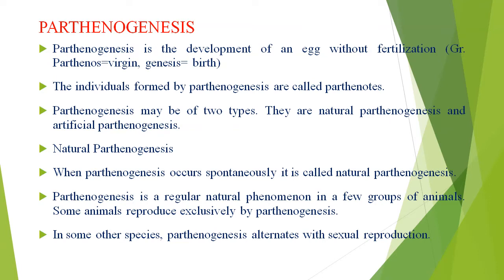Parthenogenesis, we have two types. We can say the natural parthenogenesis and the artificial. When parthenogenesis occurs spontaneously, it is called natural parthenogenesis. It is a regular natural phenomenon in a few groups of animals. Some animals reproduce exclusively by parthenogenesis. In some other species, parthenogenesis alternates with sexual reproduction.